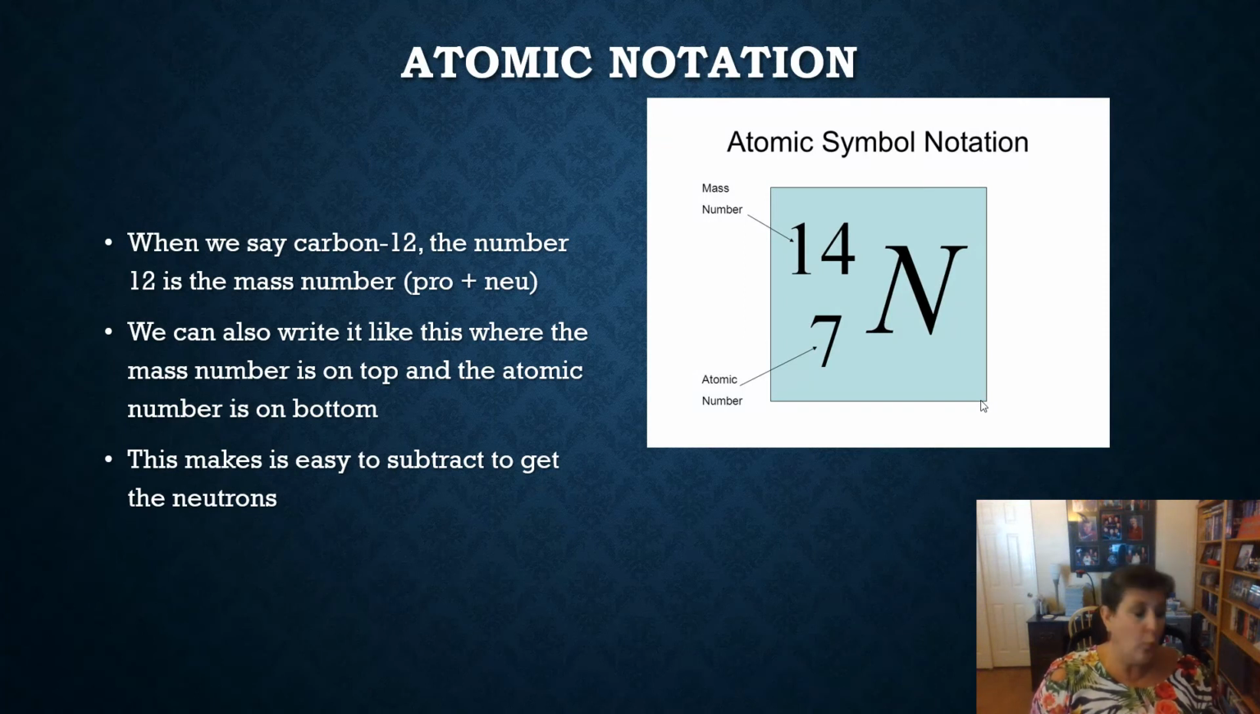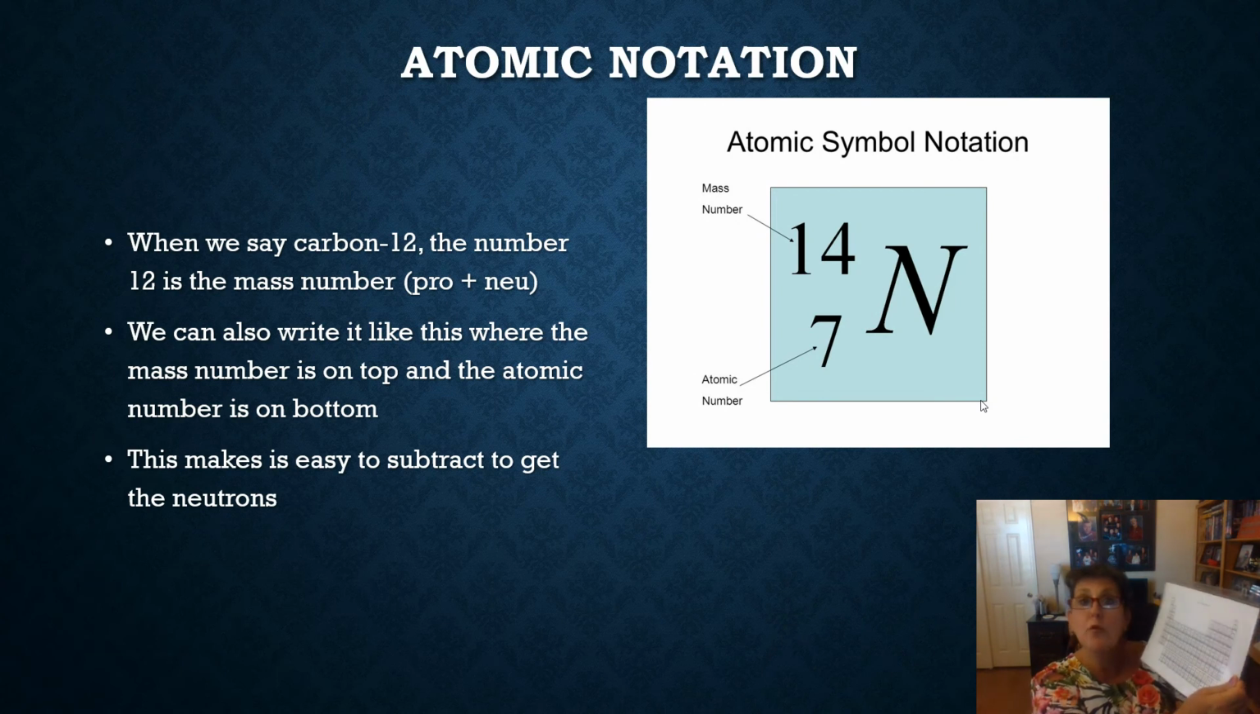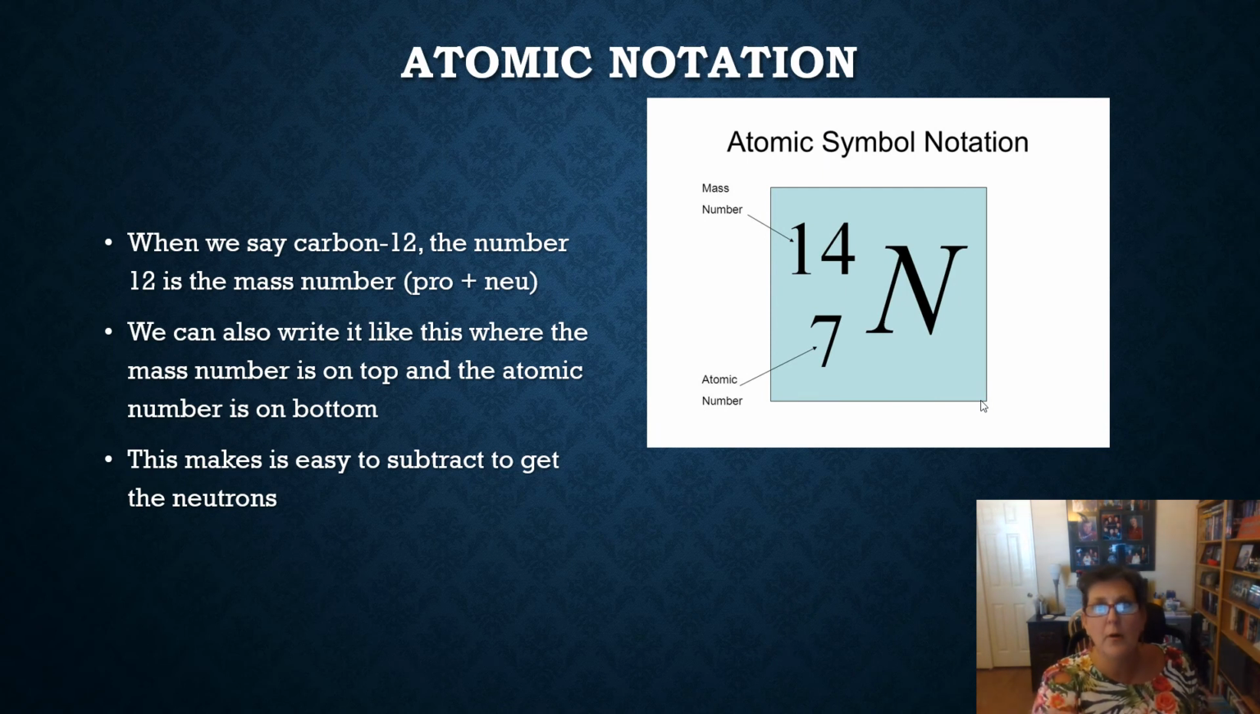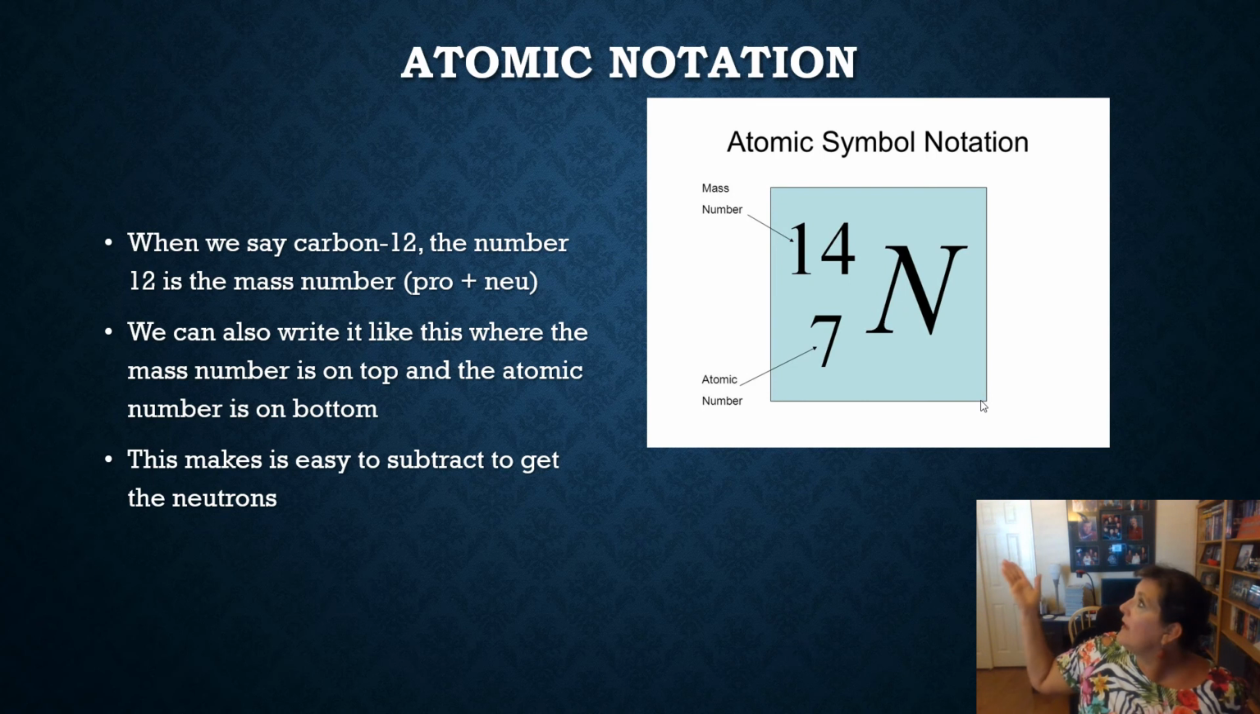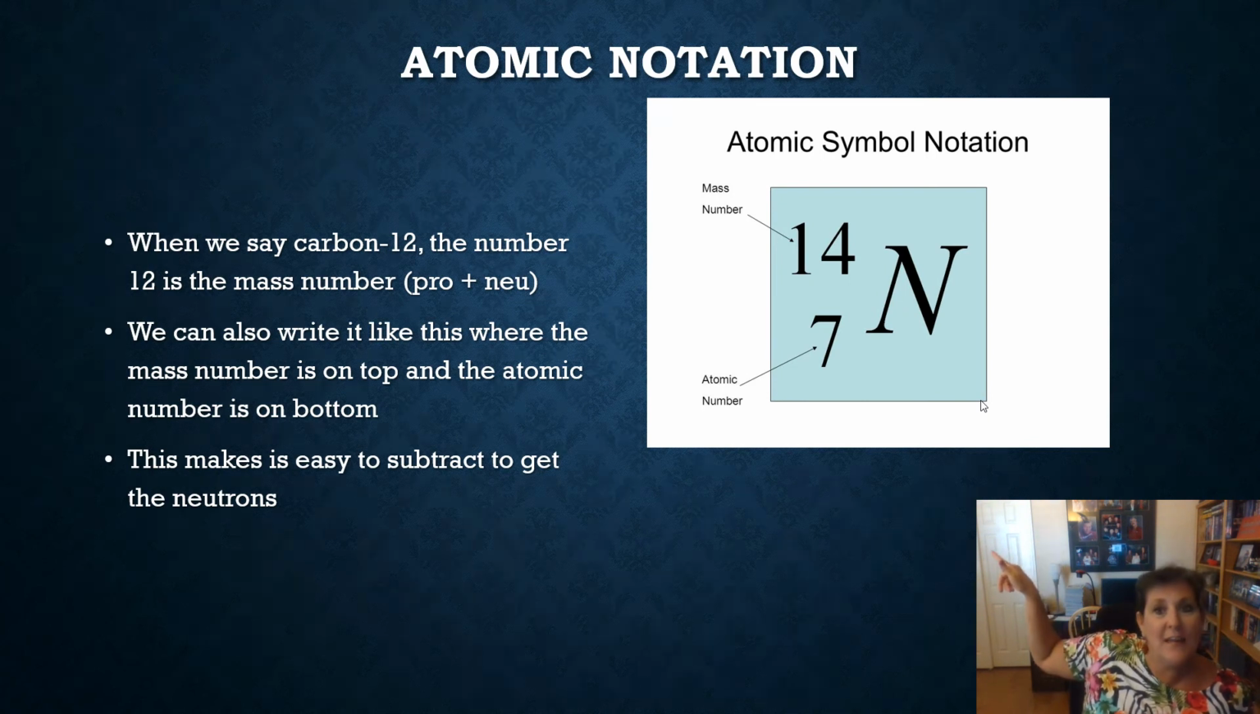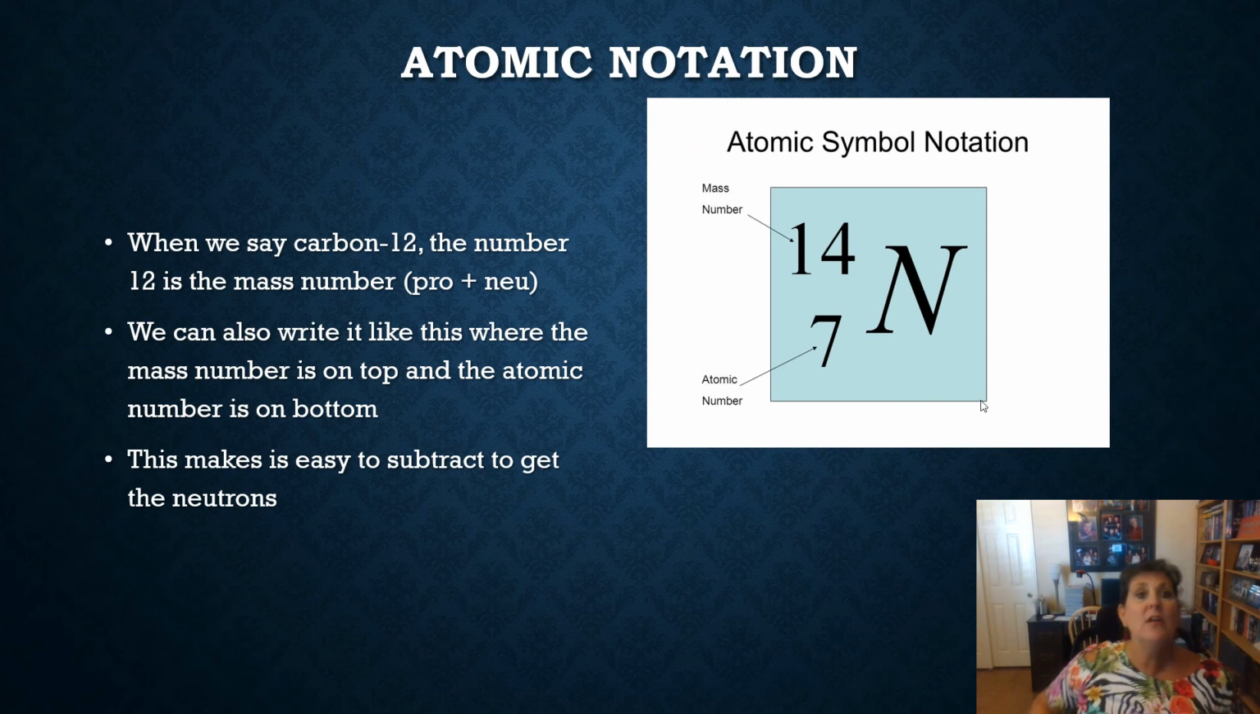So, where'd we get the 7? Again, we go to our periodic table for the protons. Nitrogen is number 7. So 7 protons. So you get the proton number, I give you the mass number. And then we write it like this because we can subtract easily to get the neutrons. 14 minus 7 equals 7 neutrons.